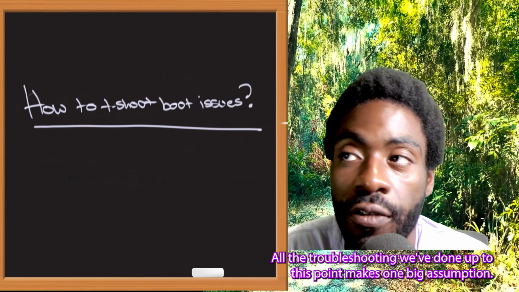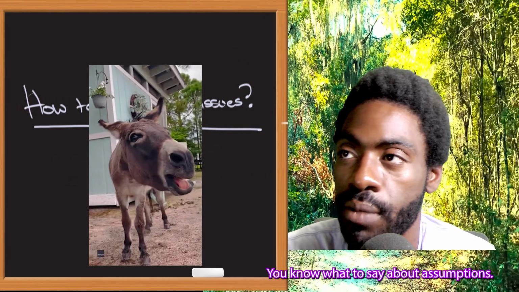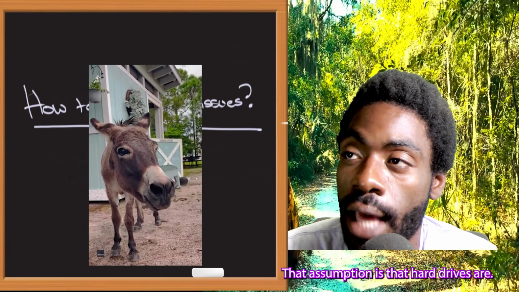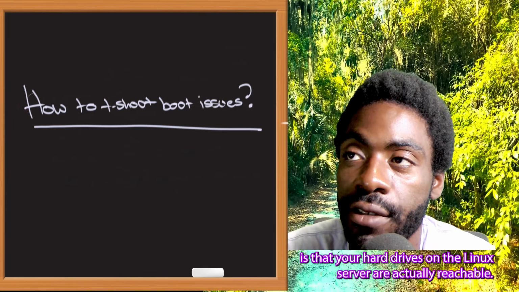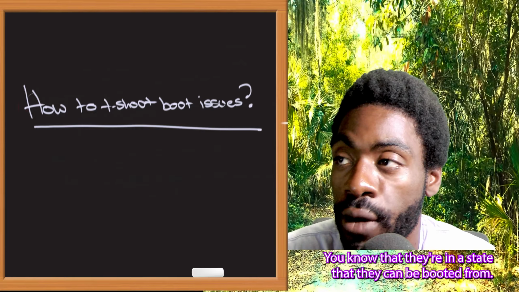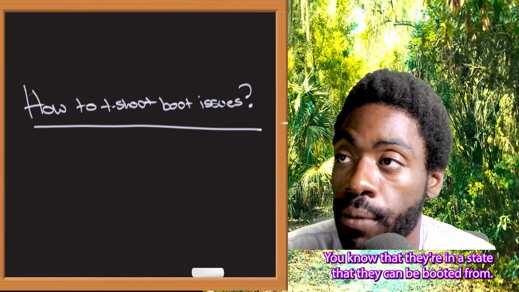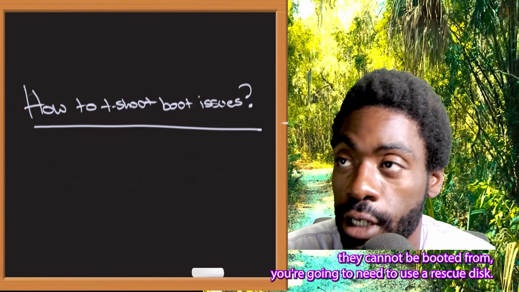All the troubleshooting we've done up to this point makes one big assumption. You know what to say about assumptions. That assumption is that your hard drives on the Linux server are actually reachable, that they're in a state that they can be booted from. If they're in a state they cannot be booted from, you're going to need to use a rescue disk.